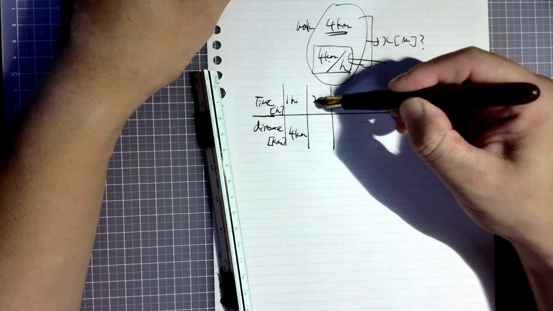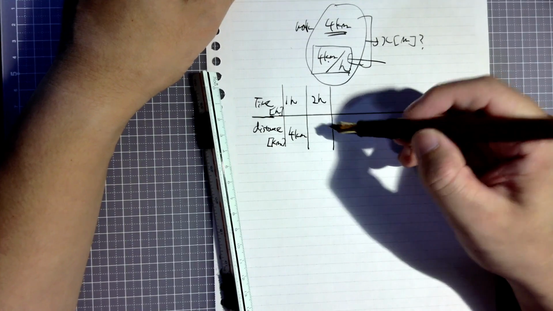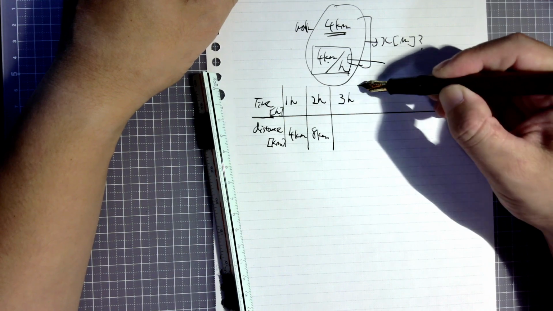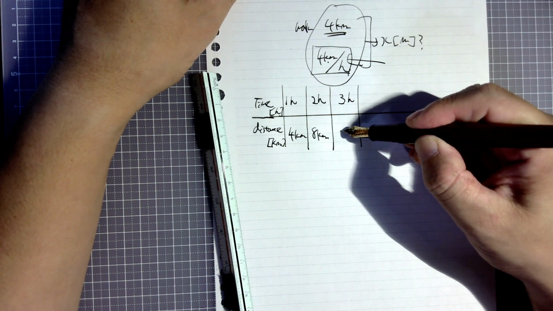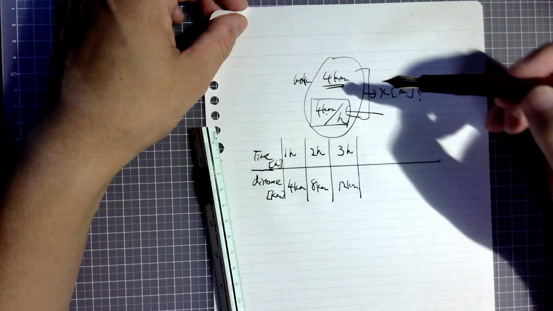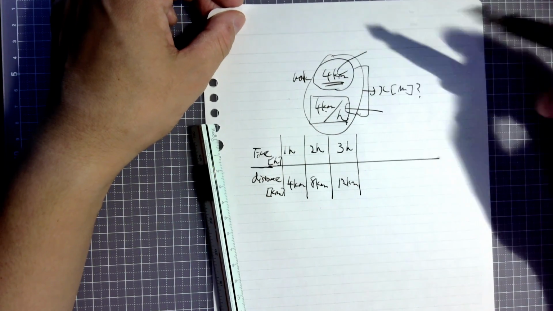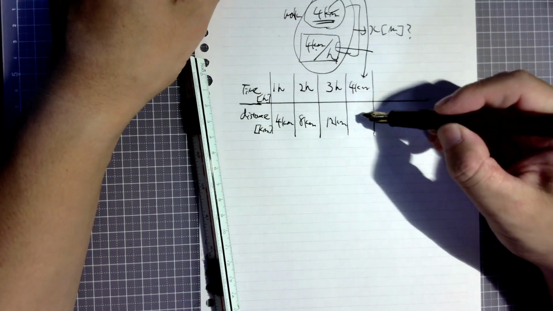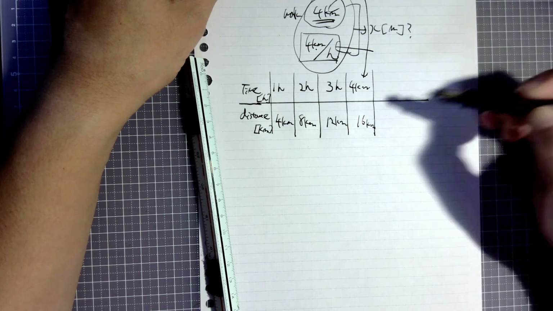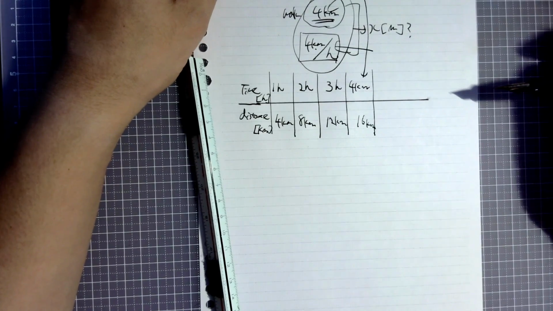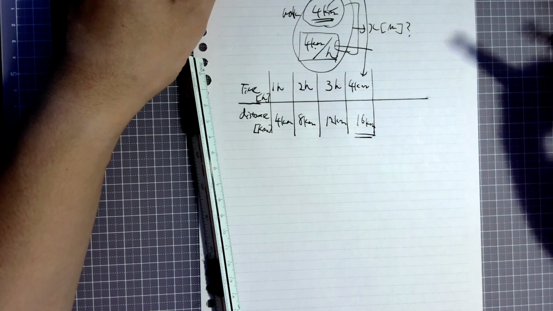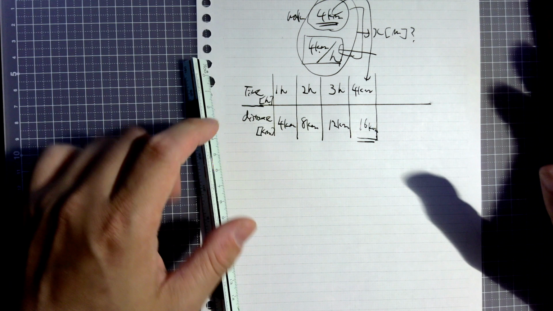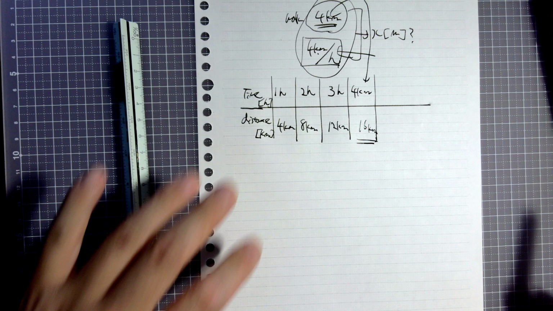When you walk 2 hours, the distance you made is 8 kilometers. When you walk 3 hours, the distance you walked is 12 kilometers. And when you walk 4 hours, which is from the question, the distance ends up 16 kilometers. So 16 kilometers is the answer, obviously. But what I wanted to explain is this relationship.